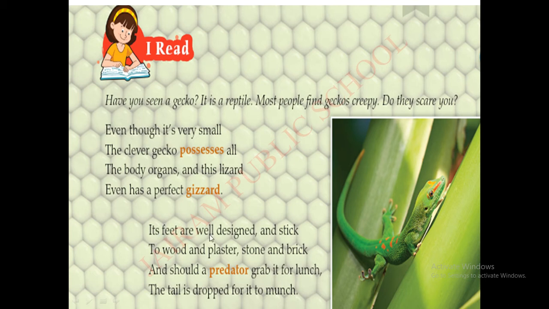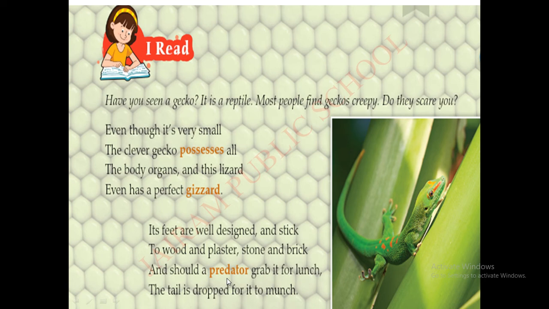Next, go to the second stanza. Its feet are well designed and stick to wood and plaster, stone and brick. And should a predator grab it for lunch, the tail is dropped for it to munch.